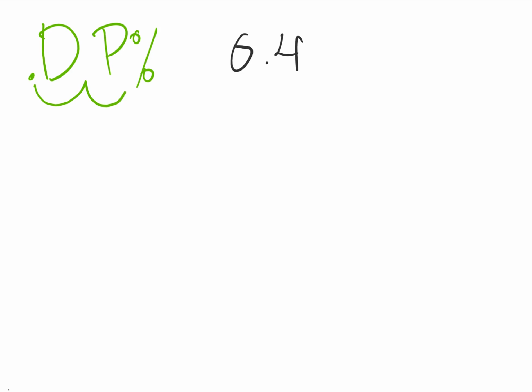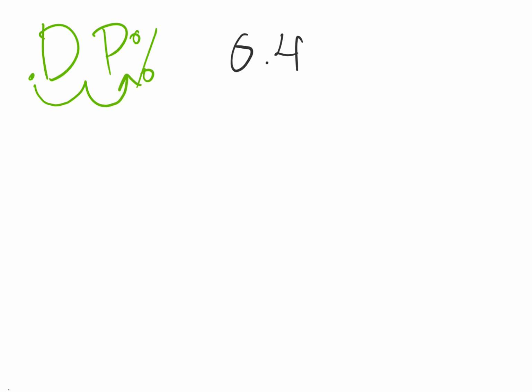I'm going to show you how to convert a decimal to a percent. So let's say we have the decimal 0.4. What I tell my students is we're going to use the method DP. The D stands for the decimal, and the P stands for the percent. So since we're converting from decimal to a percent, you always are going to start at the decimal, and you're going to move it 2 places to the right and add a percent sign.